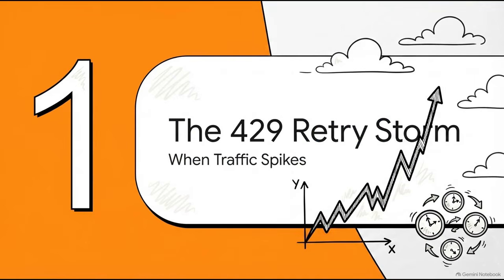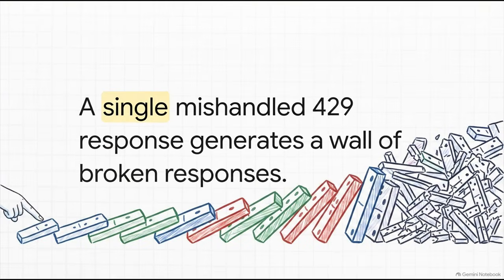Part 1. The 429 Retry Storm, when traffic spikes go wrong. You know that visceral pain point, right? A retry loop is aggressively hammering the API, creating a massive wall of broken responses. Your logs are just rapidly filling up with 429 errors, your users are staring at totally broken interfaces, and your system is effectively paralyzed in a doom loop of its own making.